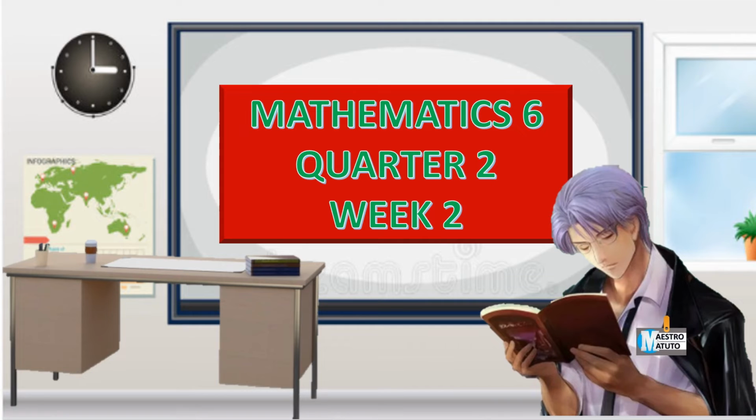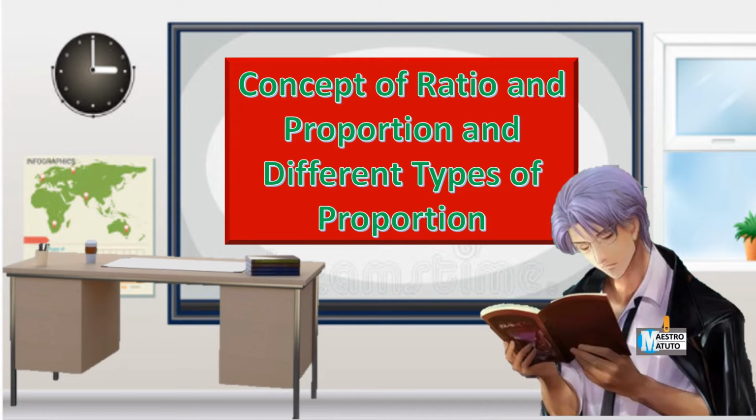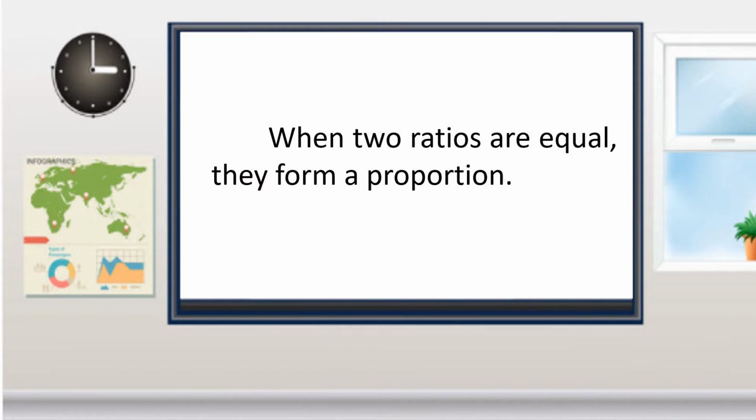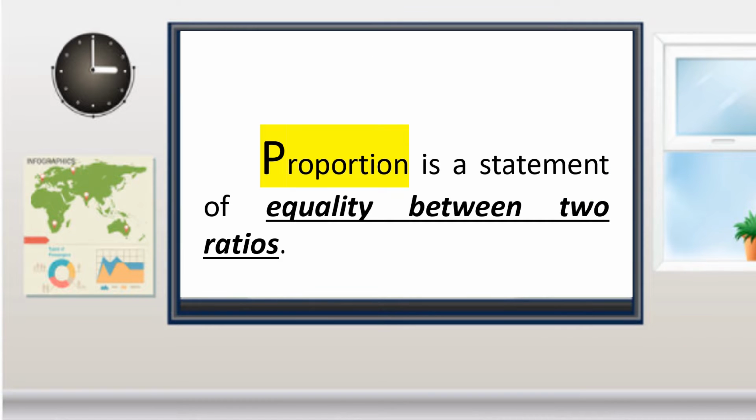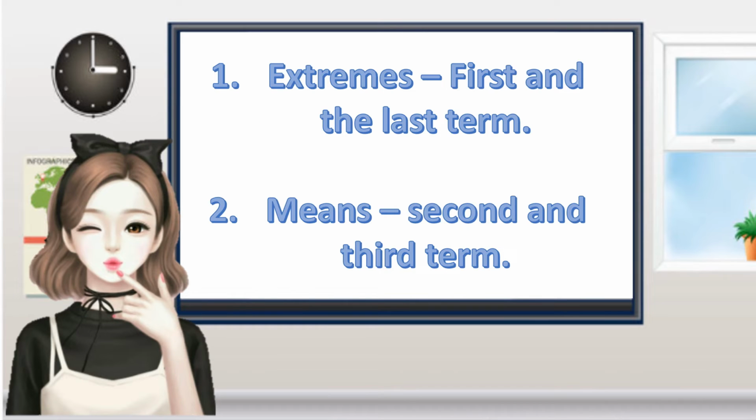Mathematics 6 Quarter 2 Week 2. Concept of ratio and proportion and different types of proportion. When two ratios are equal, they form a proportion. What is proportion? Proportion is a statement of equality between two ratios. There are two terms in the proportion. After going through this lesson, you are expected to illustrate and understand the concept of ratio and proportion.